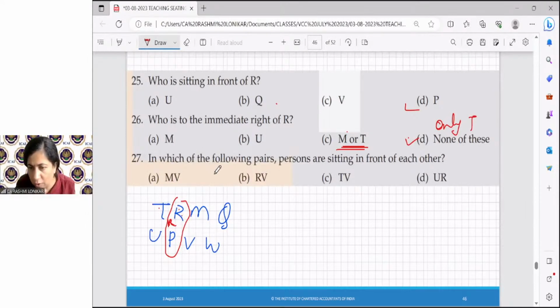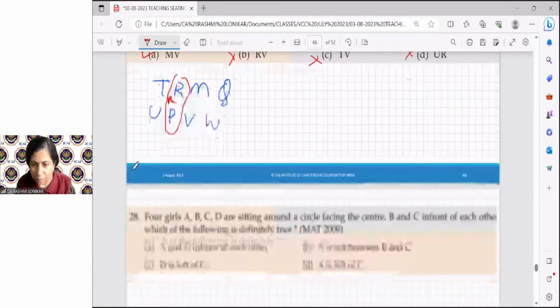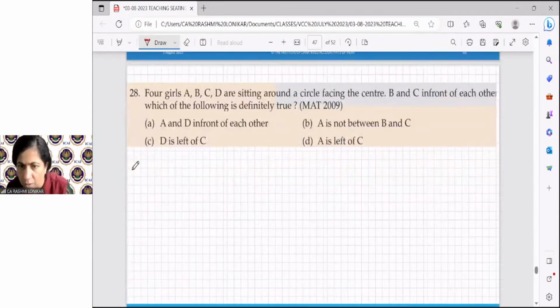27. In which of the following pairs are persons sitting in front of each other? Is M sitting in front of V? Yes. Is R sitting in front of V? No. Is T sitting in front of V? No. Is T sitting in front of U? Is U sitting in front of R? This is also not true. So for the 27th, M is the correct answer. Okay, last question.